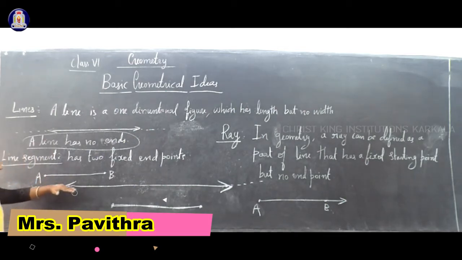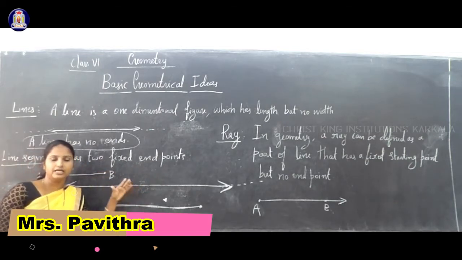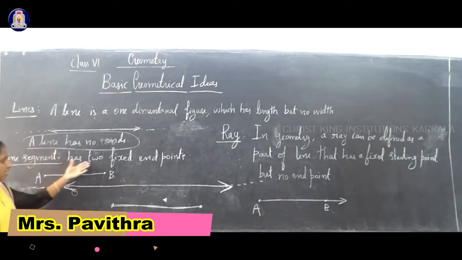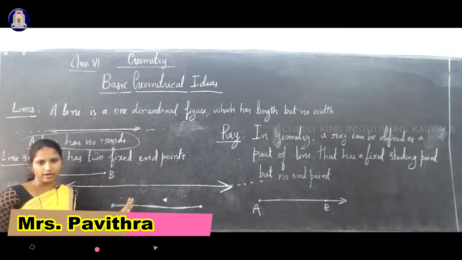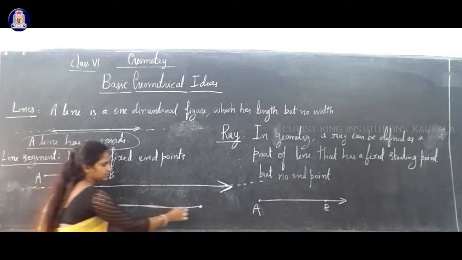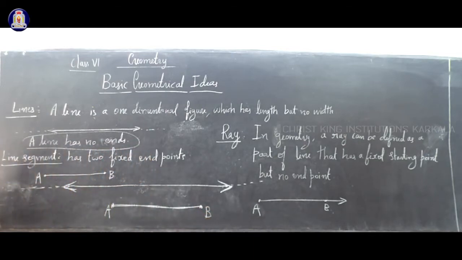But in lines, you can extend. What does this arrow mark show? You can extend this line. The length of that line you can increase on both sides. This is a line and this is a line segment. A line has no ends, but a line segment has two fixed end points. If you consider this is A and this is B, then AB is a line segment.